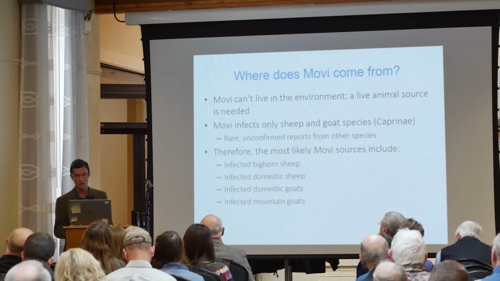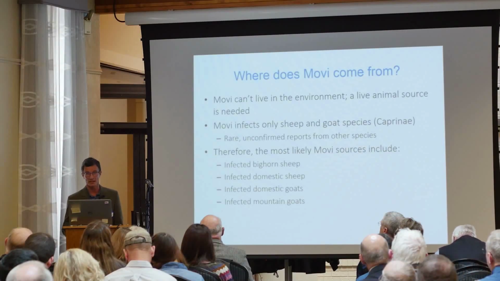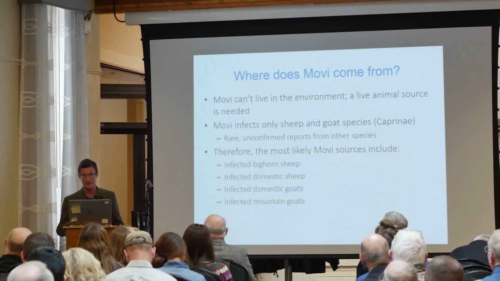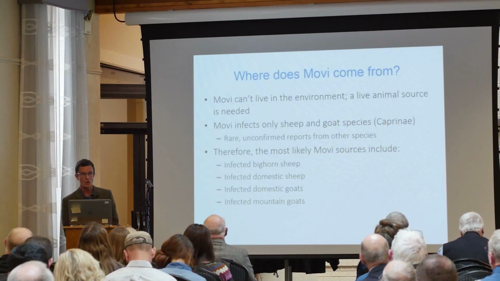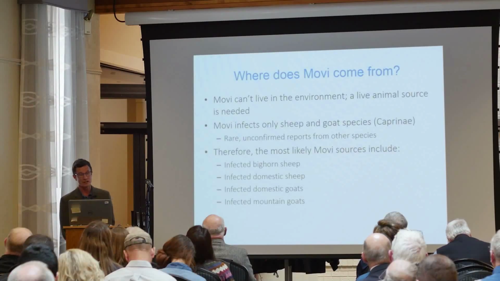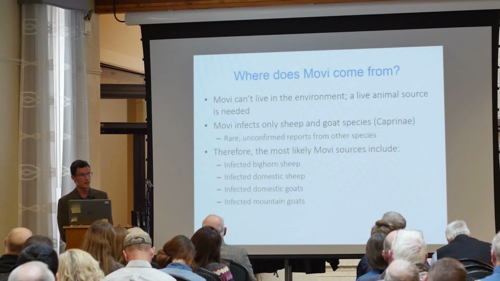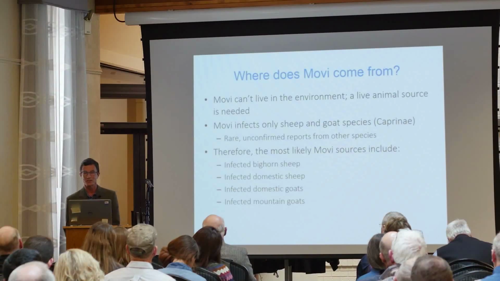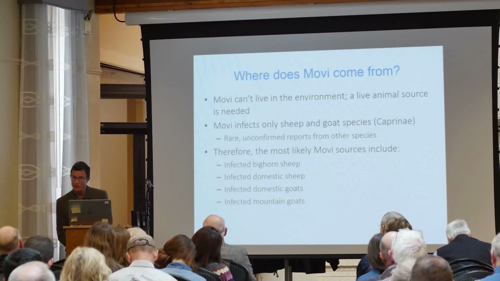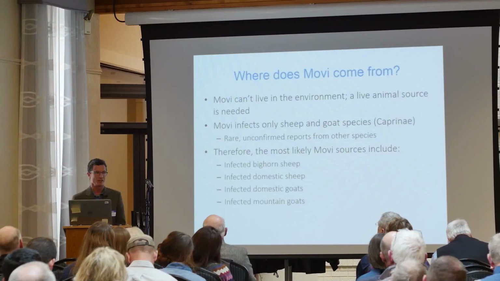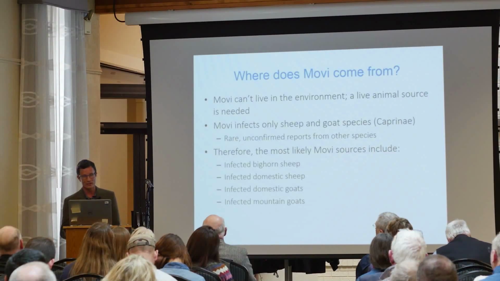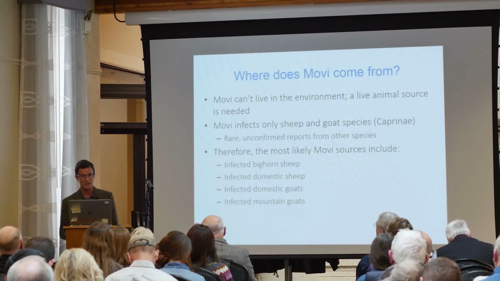But right now I'm going with the understanding of the last 20 years that probably caprinae are the elephant in the room. So if you're looking for sources of MOV, you need a live infected bighorn sheep, or a live infected domestic sheep, or a live infected domestic goat, or a live infected mountain goat, or even a live infected muskox. But some of these will be more relevant than others in the area where the disease occurs.